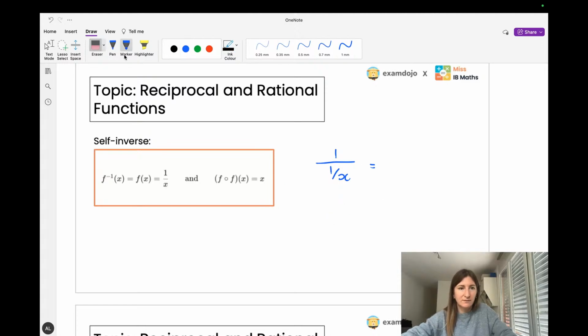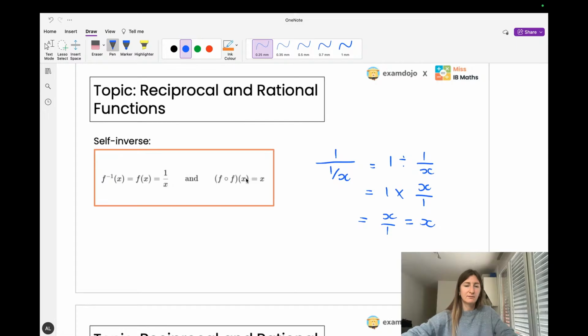Let's do the full thing. That's 1 divided by 1 over x, which is the same as saying 1 times x over 1. And that's just x over 1, which is just x. And there we go. If we have a composite function inside itself of a reciprocal, it just equals x.